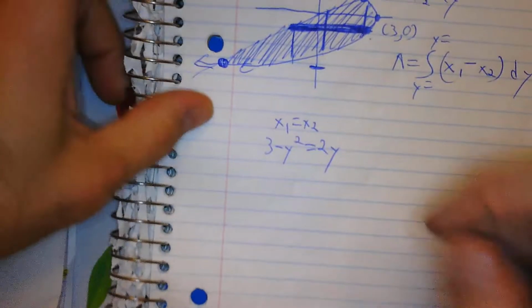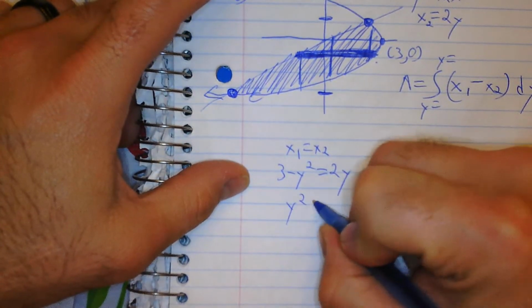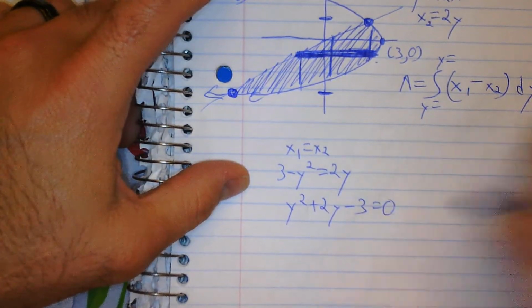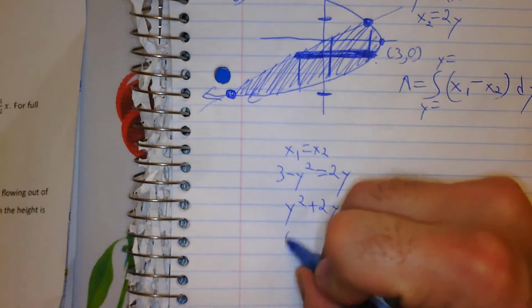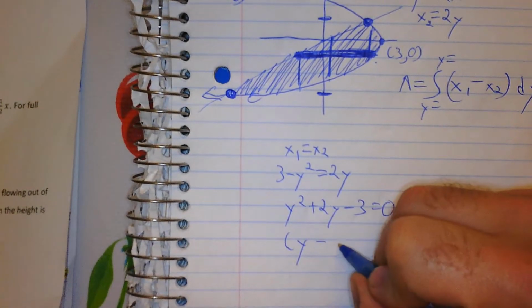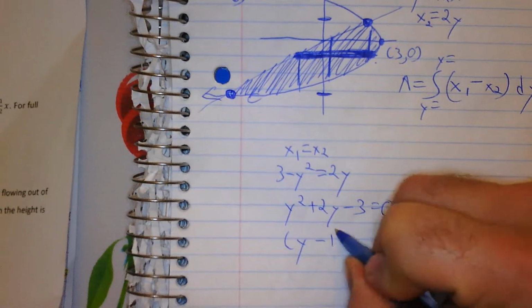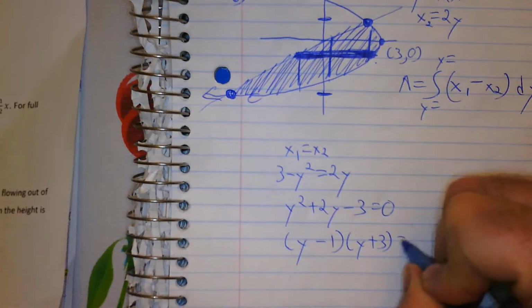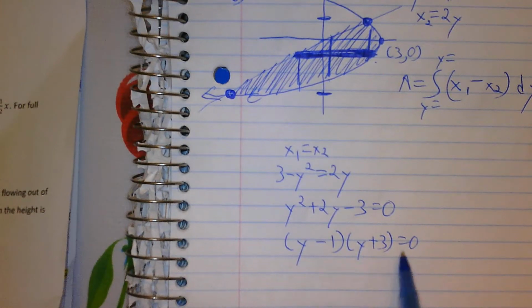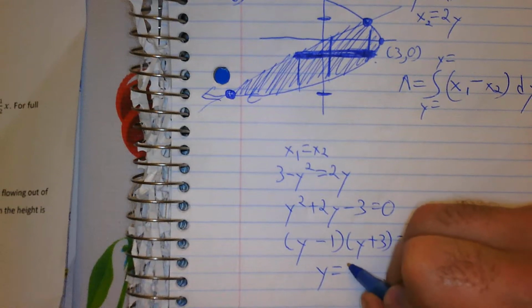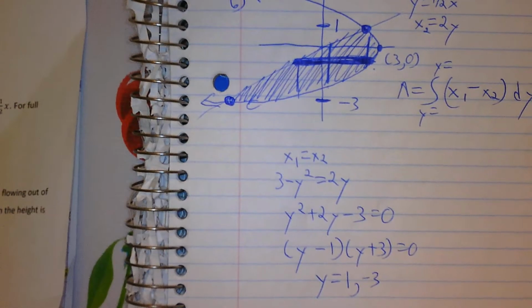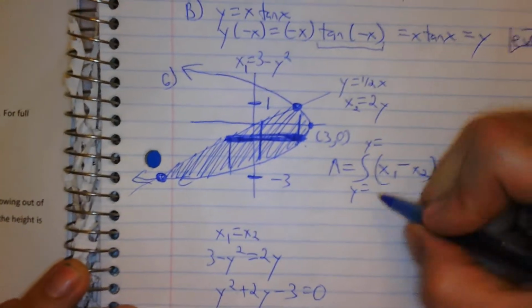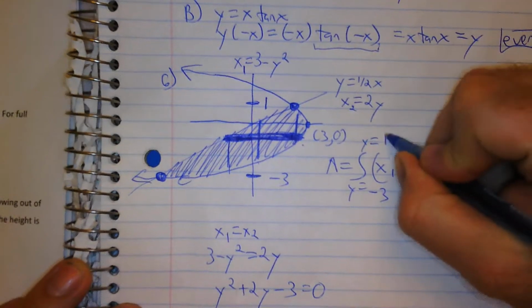Well, this looks like it's going to be quadratic, so this becomes y squared plus 2y minus 3 equals 0, which then we hope will factor. Okay, so we get y minus 1, y plus 3 equals 0. Is that true? y squared plus 2y minus 3. That works. So you get y is equal to 1 and negative 3. That means that's negative 3, and that's 1. That seems right to me. So I come back here, and I'm going to go from negative 3 up to 1.